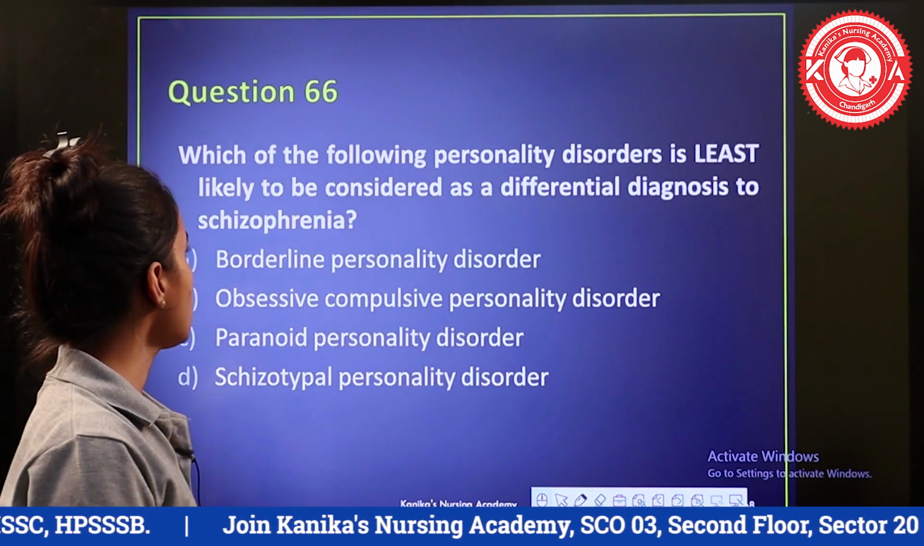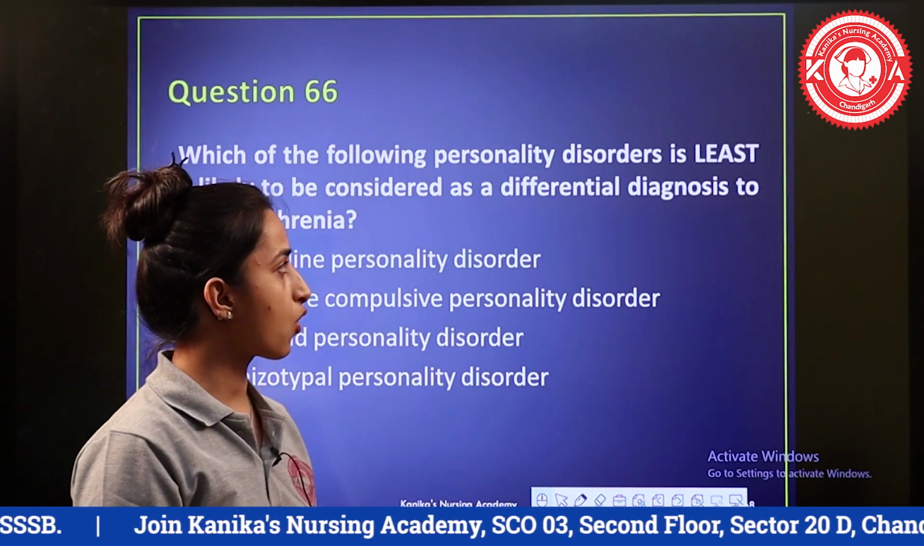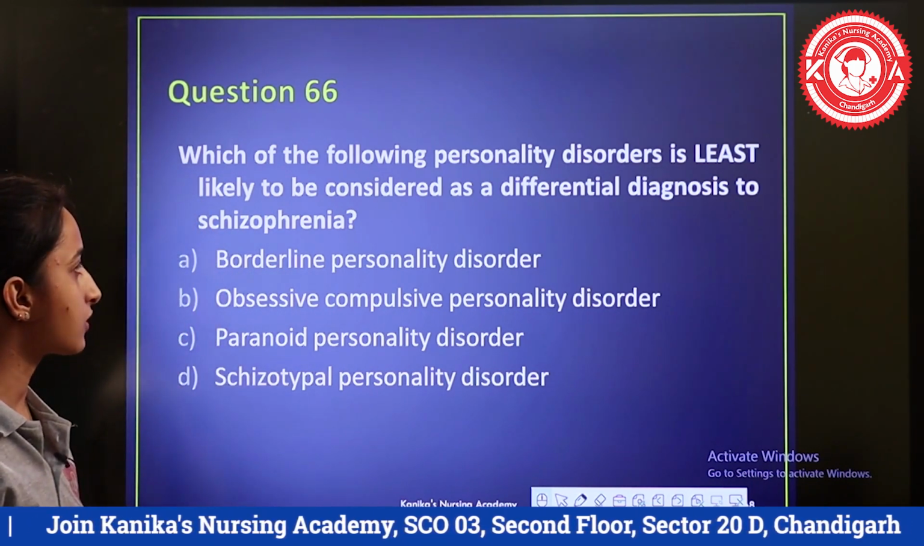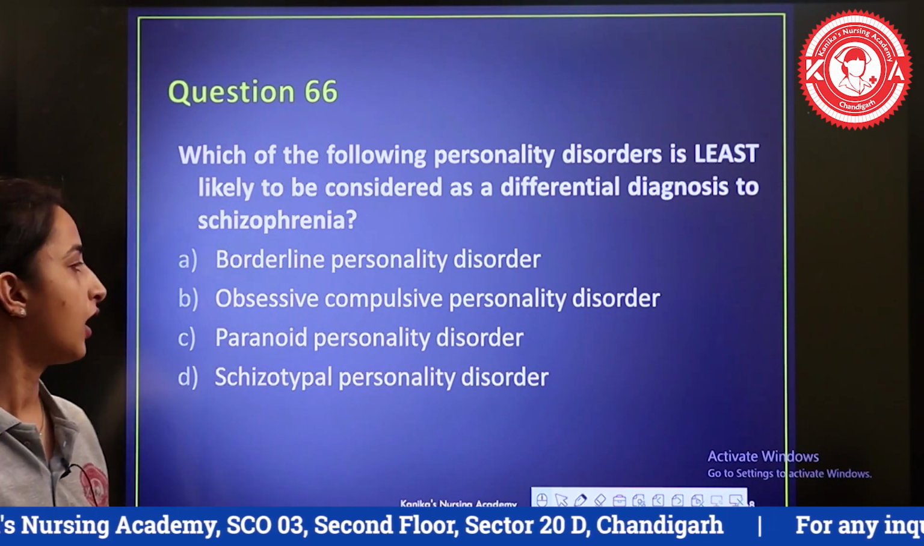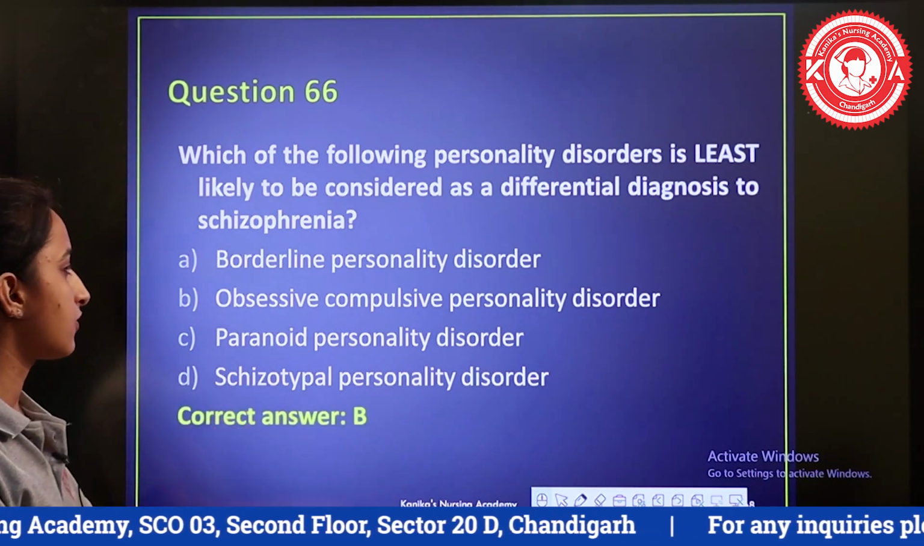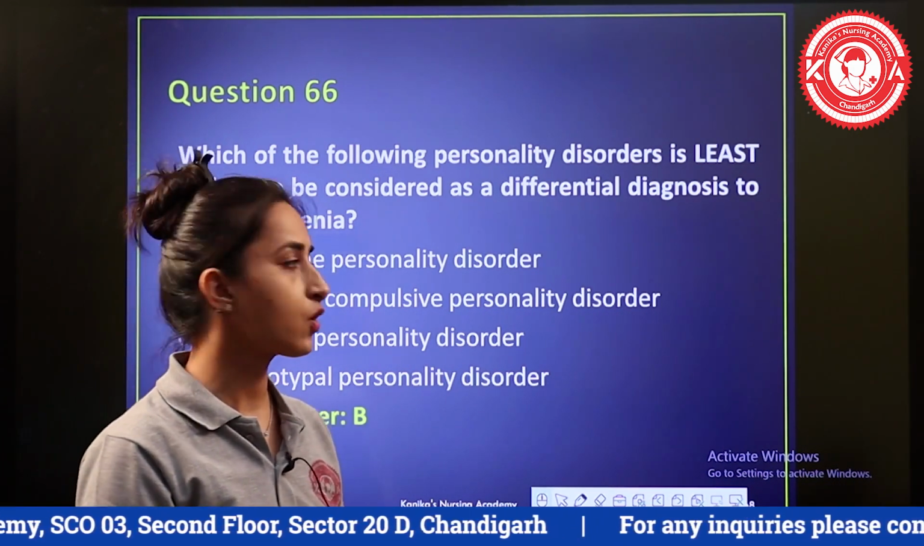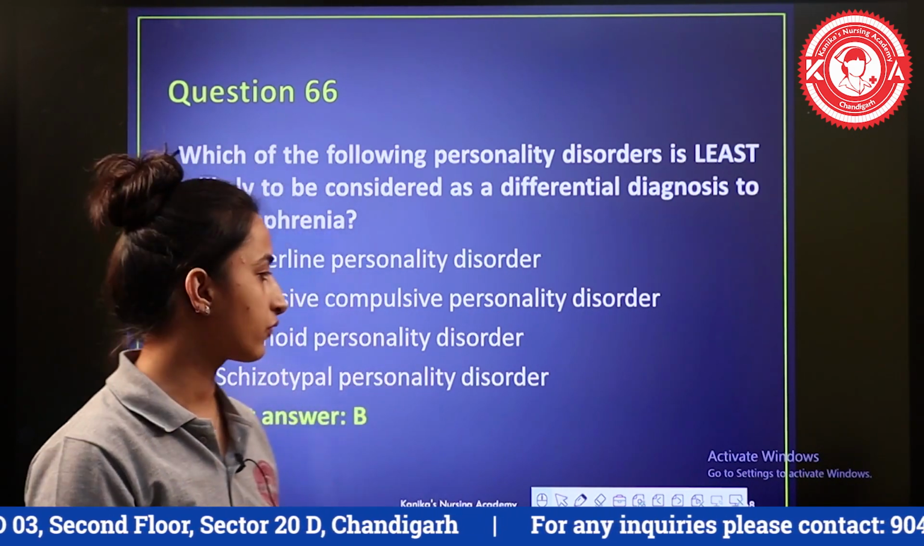Next question, which of the following personality disorders is least likely to be considered as a differential diagnosis to schizophrenia? The right answer is obsessive compulsive personality disorder, because OCD is not related to schizophrenia.